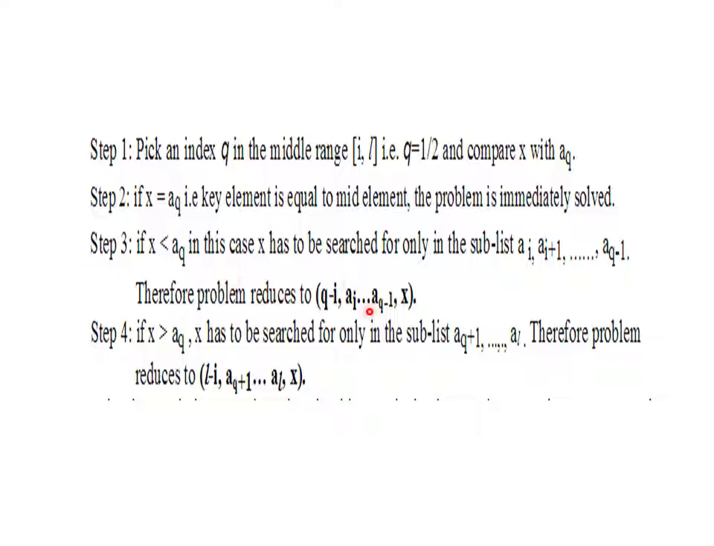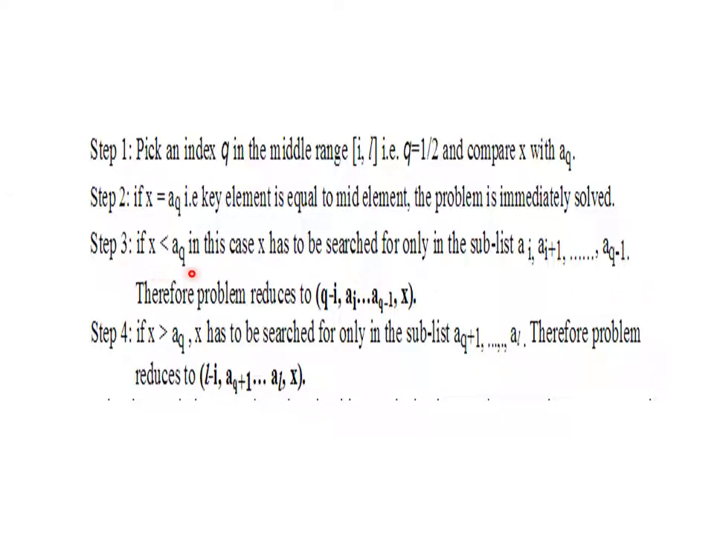Now the second case, not the third step: if the search item is less than the middle item, in this case we are very sure that the search item may be present in the left part of the list, and we are sure it will not be present in the right side, because we have a list of items that are arranged in ascending order.